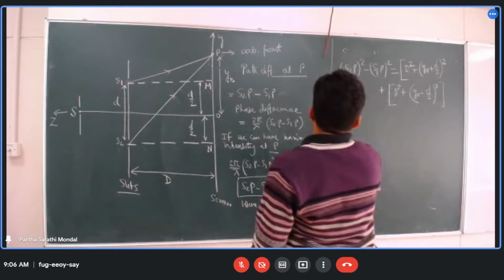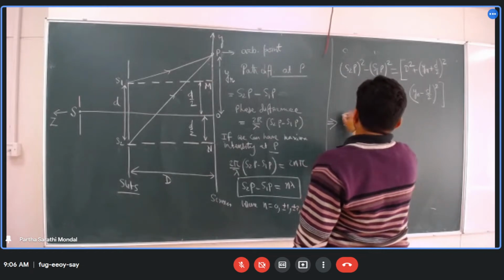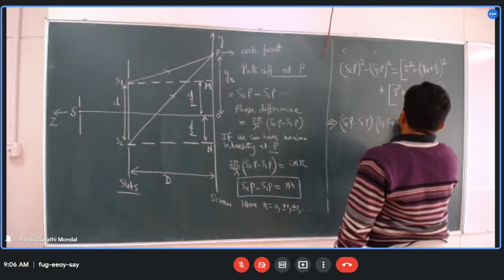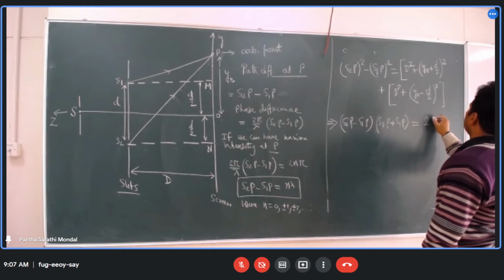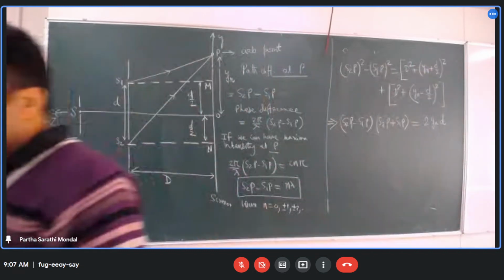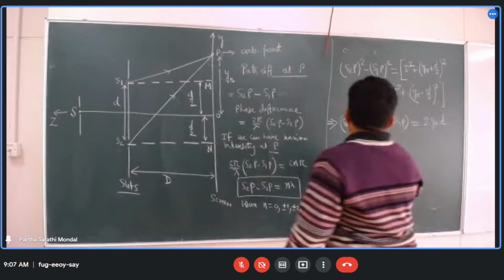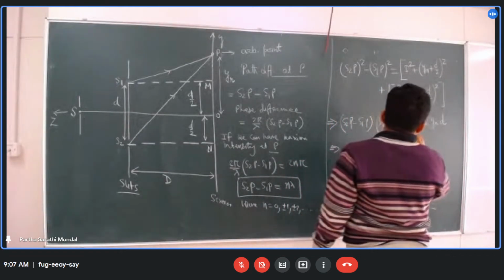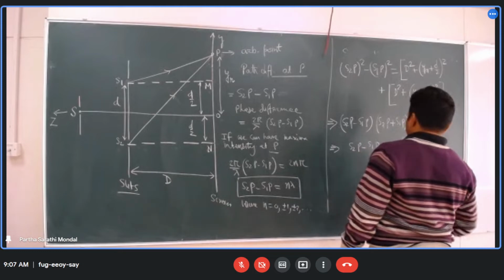Okay. So now we can move further. S2P minus S1P into S2P plus S1P. How much will the right side be? It will just become 2yn d. If you solve the right side, this is what it gives. So now S2P minus S1P equal to 2yn d divided by S2P plus S1P.